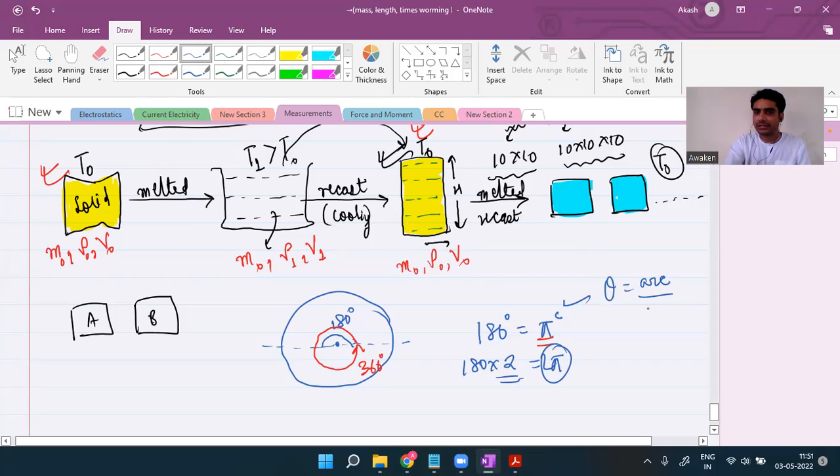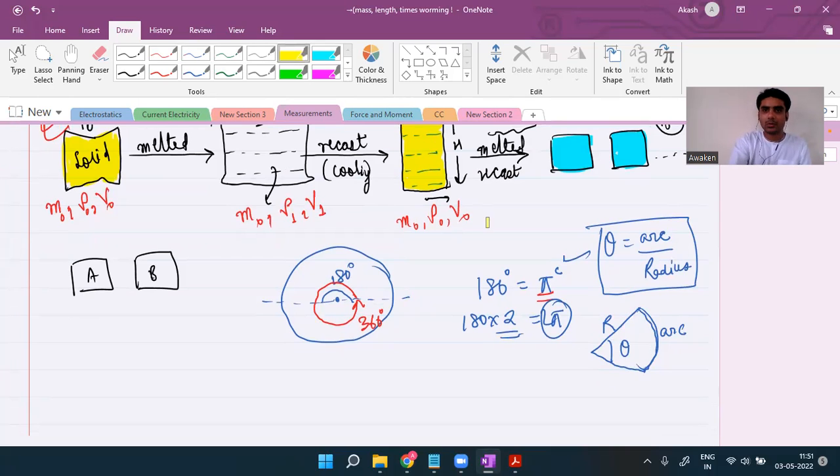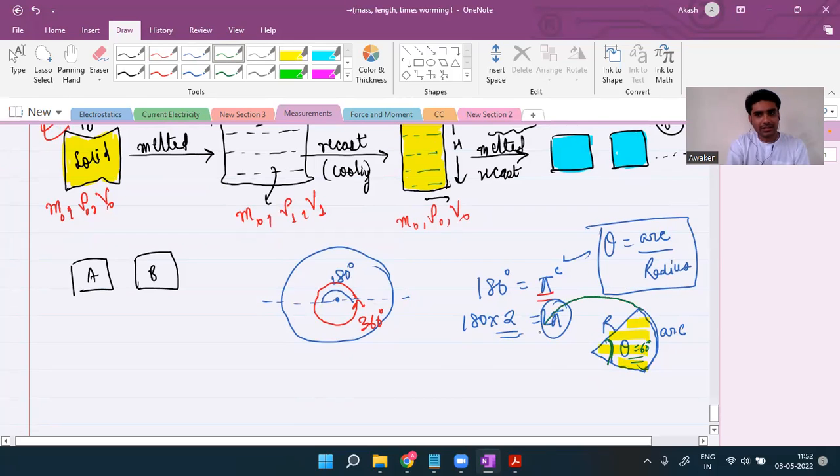Theta is arc length by radius. Now never forget it. Arc length upon radius. If you remember the diagram, it was somewhat like this. This was theta, this was arc length, this was radius. Now this theta is something right now, say 60 degrees. Say for example, if I make theta 360 degrees, then how will it look? It would be a complete circle.